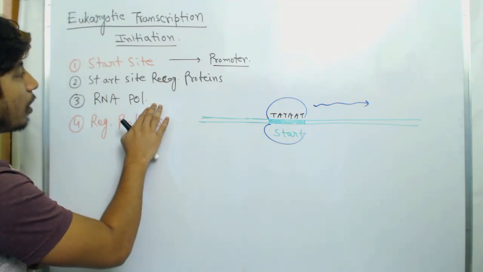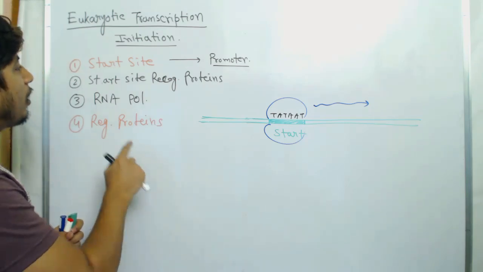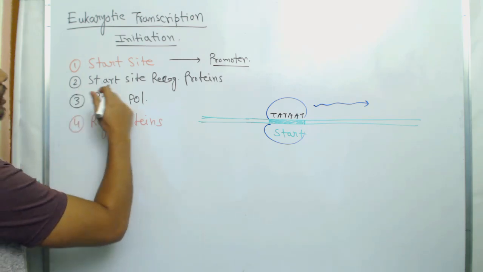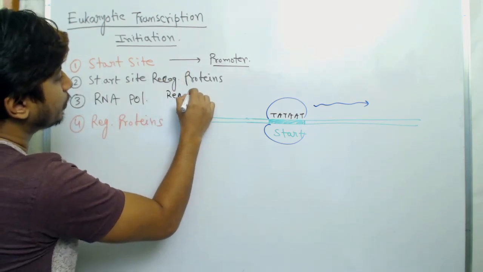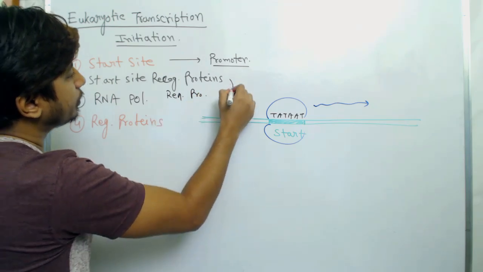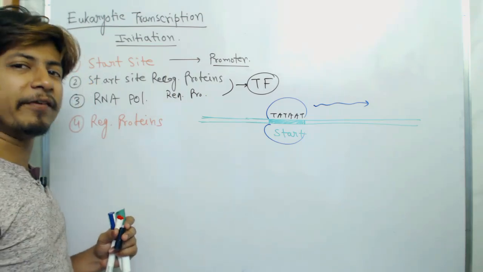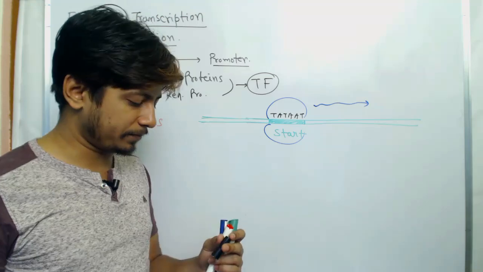Now once it's recognized, then RNA polymerase must be recruited. So we need RNA polymerase recruiting proteins, which are also a part of the transcription factors. So these start site recognition proteins, RNA polymerase recruiting proteins, all these together are known as transcription factor, denoted with TF. And there are different examples of such transcription factors.